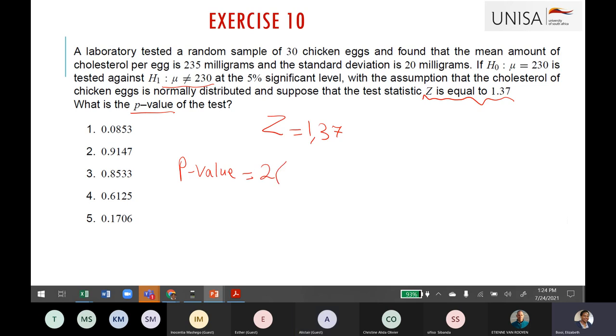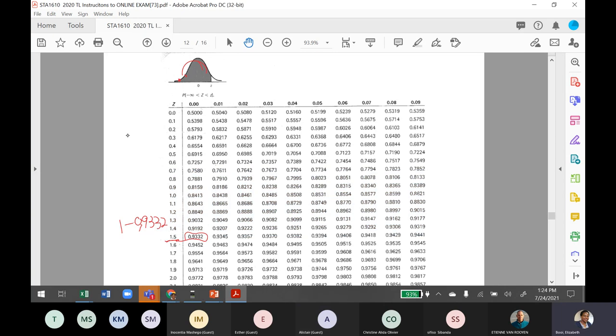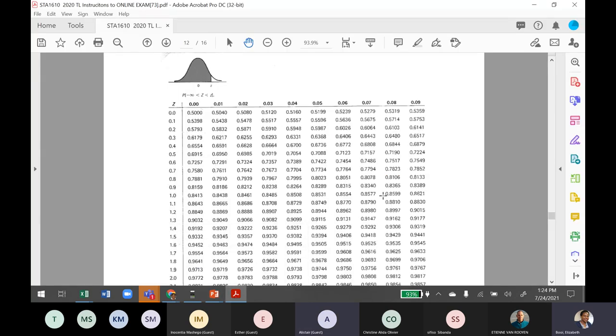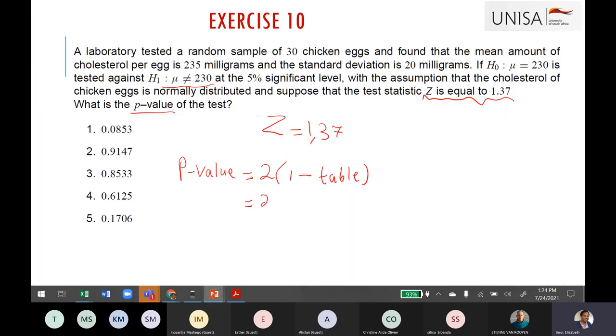And since our Z value is positive, what do we need to do? One minus the value we're going to find on the table. So you just need to go to the table and find 1,37 on the positive side: 1,3 on the side, and 7 at the top, and that will give you 0,9147. That's what we need to do. So it will be 2 times 1 minus 0,9147.